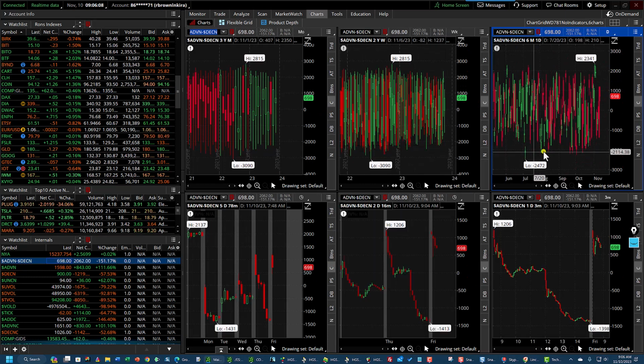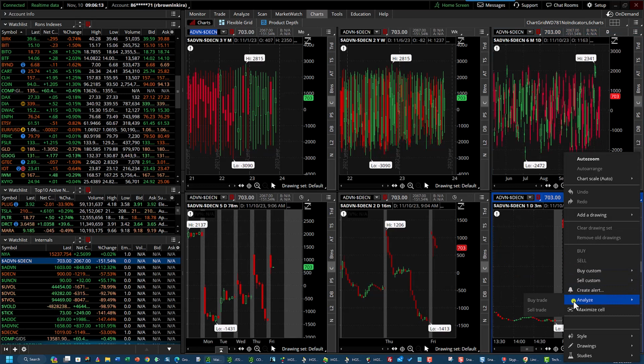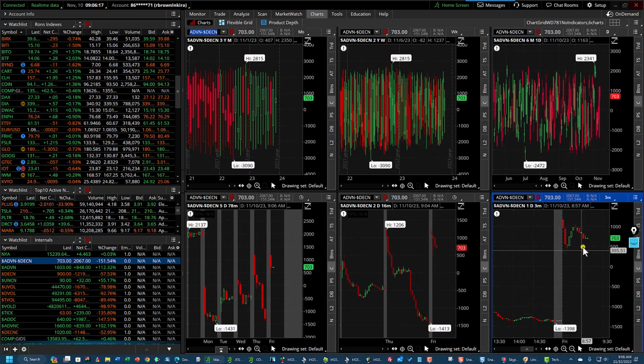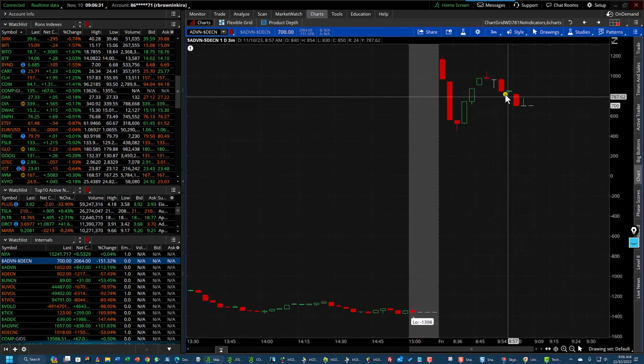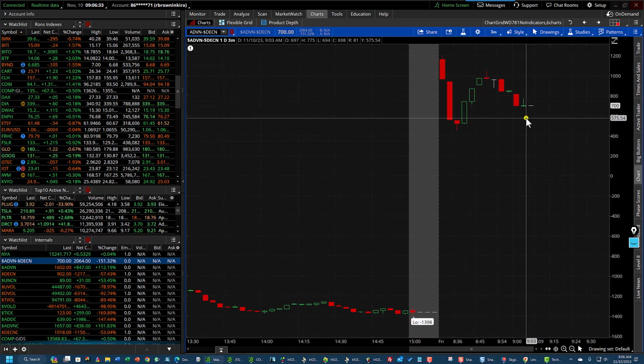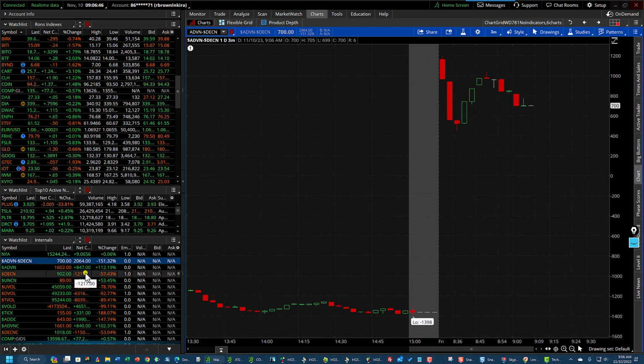Okay, let's look at the advancers versus the decliners. Well, they were going up. I'm going to use a 3-minute chart. See, they were going up. Now they've kind of rolled over and started going down again. It's still positive. 705 is the difference. 1602 up, 902 down.